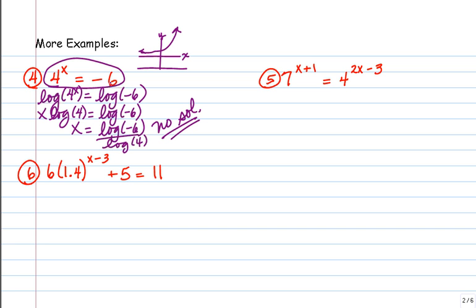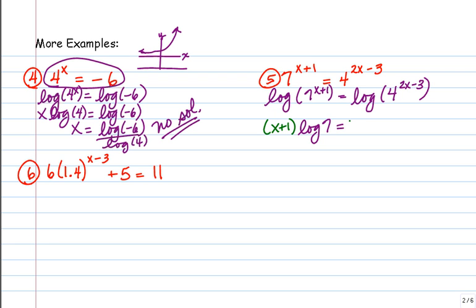So this one has no solution. You can either think of it as the output of an exponential function can't be negative, or the input of a log function can't be negative. Now here's one that's a little bit more involved. 7 to the x plus 1 is equal to 4 to the 2x minus 3. So the variable is in the exponent, so I still need to get a way to bring that down. So I do the inverse operation, which is going to be logs. If I take the log of 7 to the x plus 1 is equal to the log of 4 to the 2x minus 3, my exponent comes down, so this is going to become x plus 1 times log 7, and that's equal to 2x minus 3 times log 4.